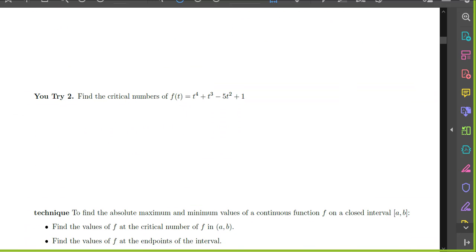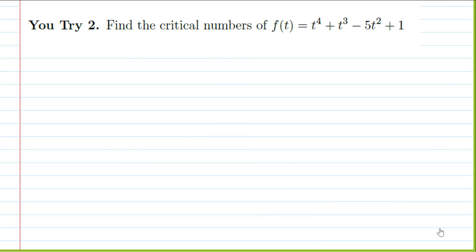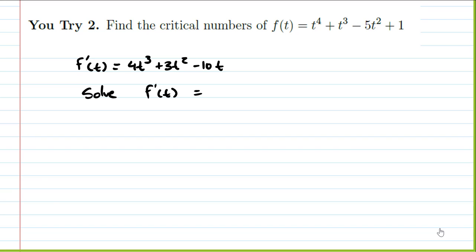All right, it's now your turn. All right, so let's go ahead and find the critical numbers of f. So we take our derivative. f prime is going to be 4t cubed plus 3t squared minus 10t. And polynomials are defined everywhere, so it's never going to be undefined, so we just need to solve then f prime of t is equal to 0. So we have 4t cubed plus 3t squared minus 10t is equal to 0.